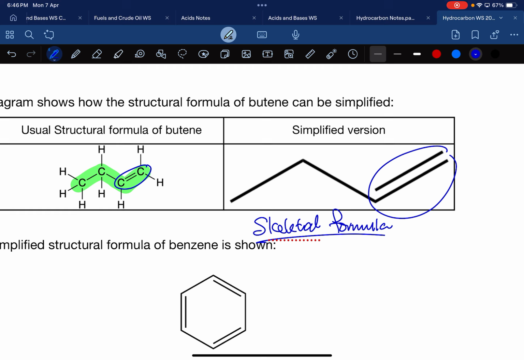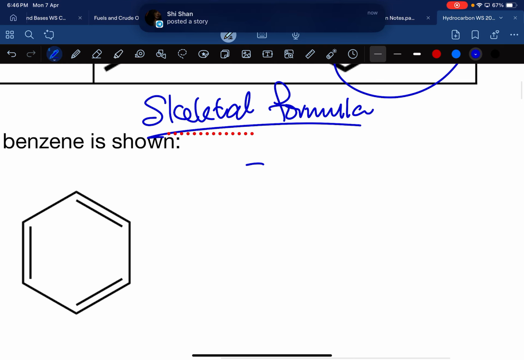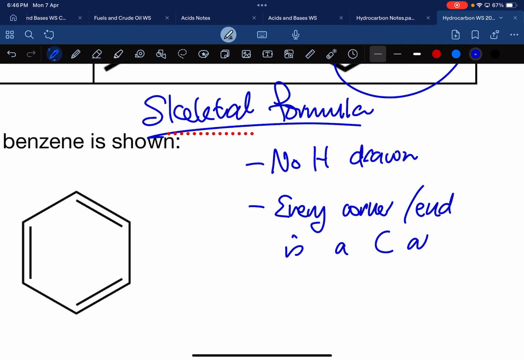Carbons are at every corner of your molecule, and double bonds will just be drawn like that. No hydrogens are drawn, but that doesn't mean no hydrogen is present, I just don't draw it out. And every corner or end is a carbon atom.